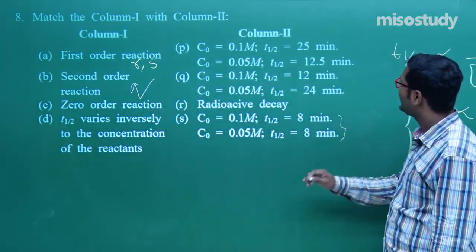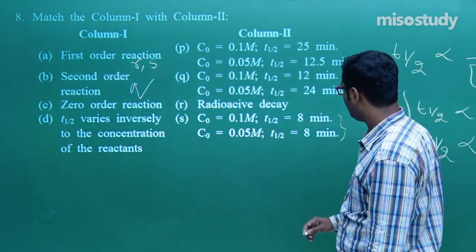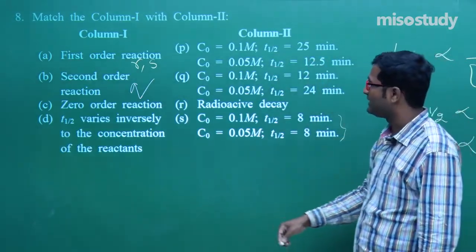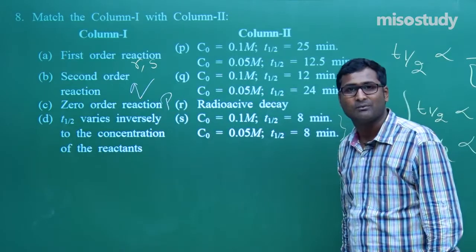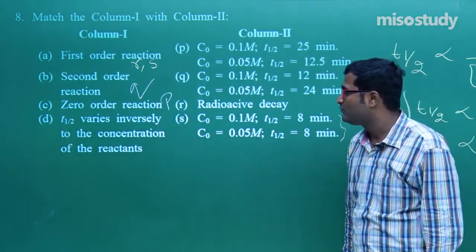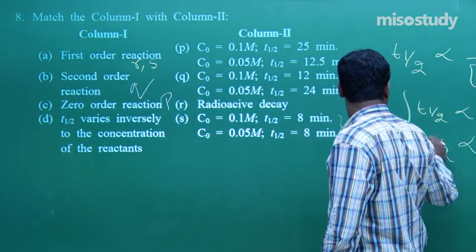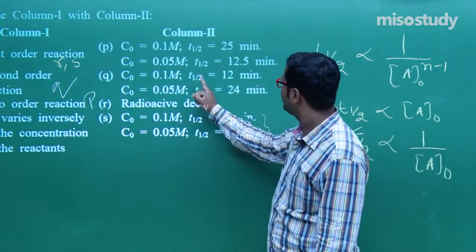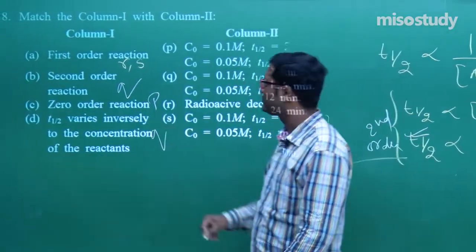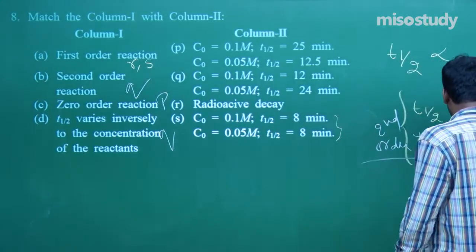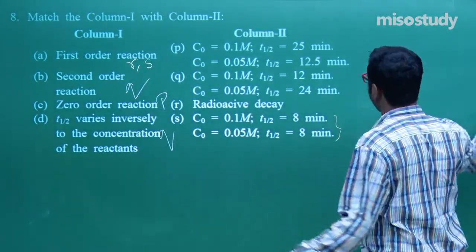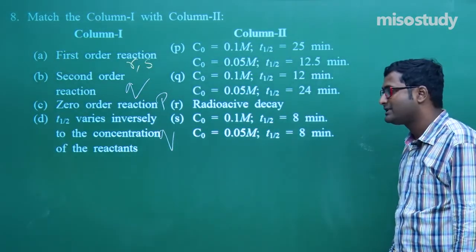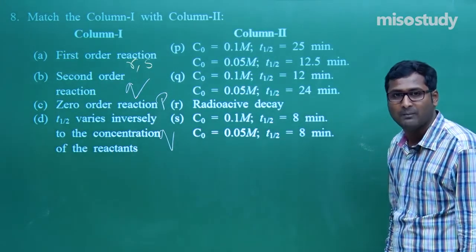Zero order reaction, directly proportional. If concentration decreases, T half also decreases. So for C, P is the correct option. Now for question D, T half inversely proportional is the condition of second order, so Q. Now check it out. These are the correct options for this matrix matching: A, R and S, B, that is Q, C, that is P, and D, that is Q. Am I right? Yes, sir.